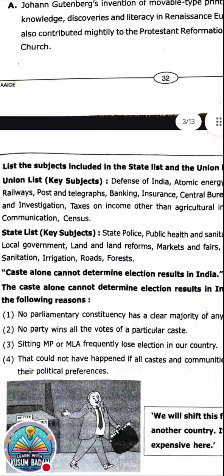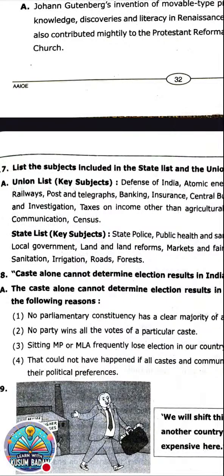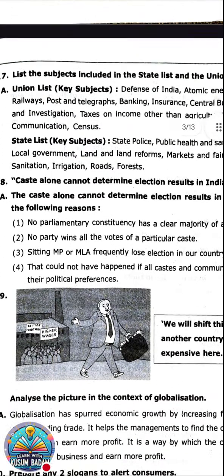Next, moving to the next answer. List the subjects included in the state list. This you can also point out, like in social you are getting this question where you need to write about the state list and union list. So here, list the subjects included in the state list.